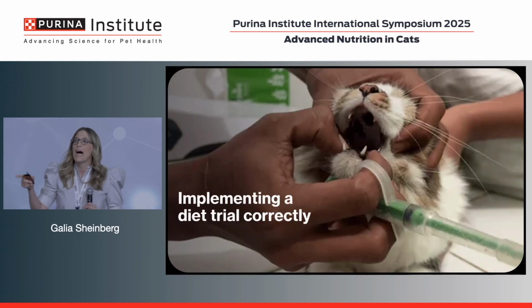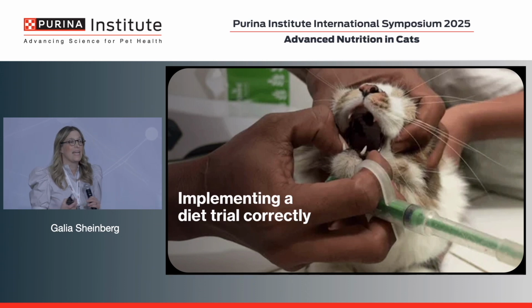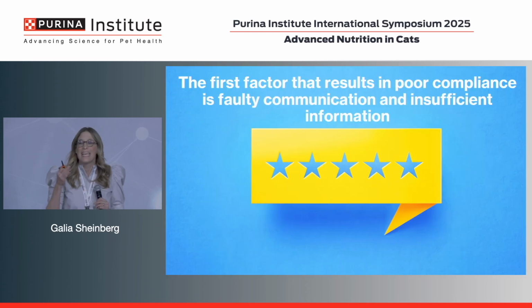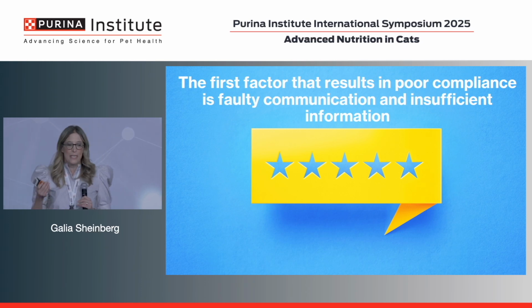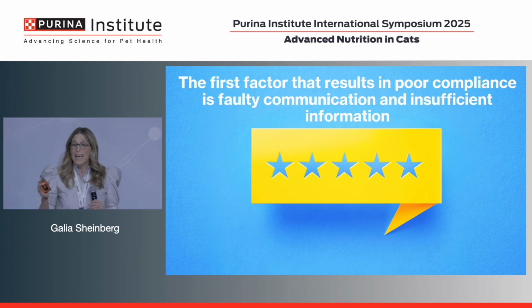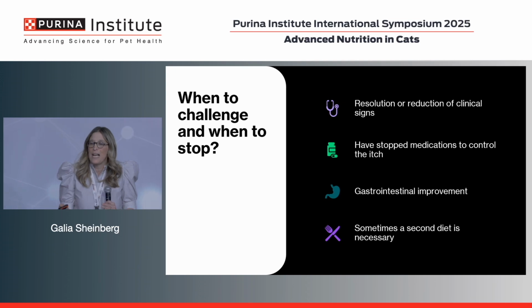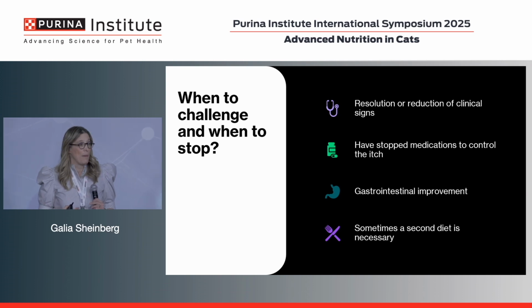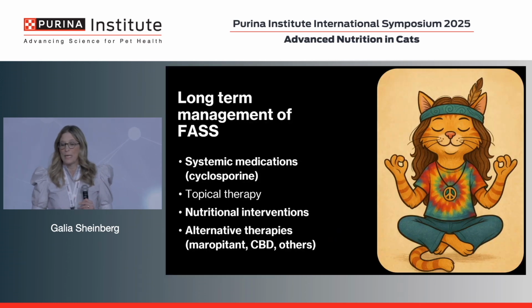Talk with your clients on how to medicate cats because this can be a problem, and just show them how to do it. I think that sometimes we underestimate cat owners. They can learn how to medicate cats if we give them the resources. Take the time to explain to your owners how to do a diet trial and have good communication with them. So, okay, we've done the diet trial. When do we challenge and when do we stop? When the clinical signs are better, when we're off medications, and if gastrointestinal problems have been resolved. And at that point, we want to challenge with the old diet and see if the symptoms relapse.